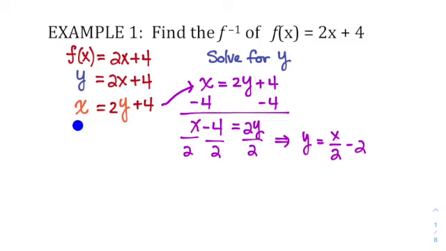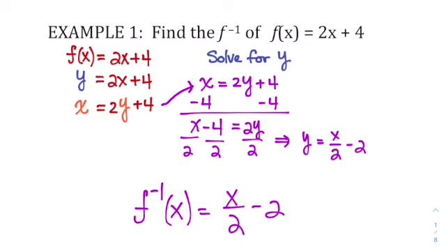So I rewrite the equation again. X equals 2y plus 4. Then I subtract 4 on both sides. I will have x minus 4 equals 2y. Divide by 2 on each term. I get y equals x over 2. Negative 4 divided by 2 gives you a negative 2. And that will be my new equation. F inverse of x equals x over 2 minus 2.